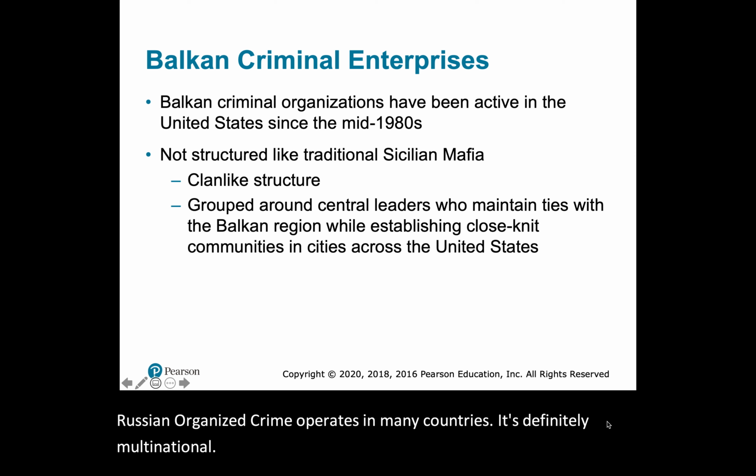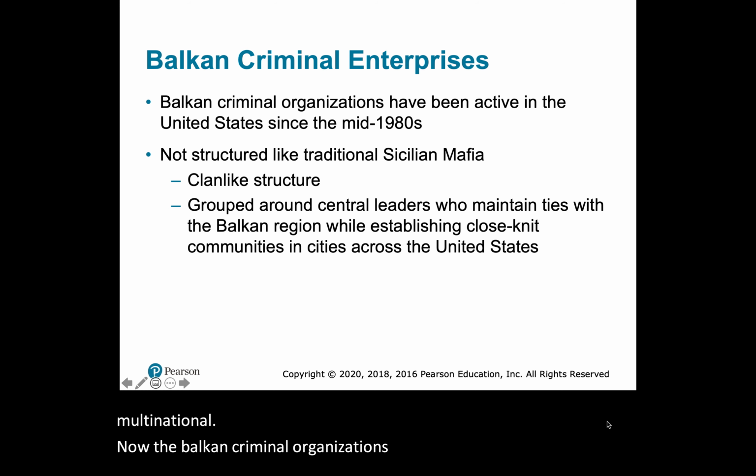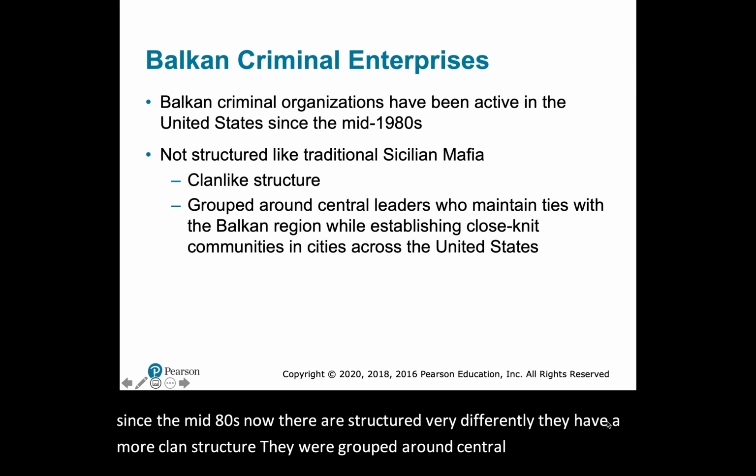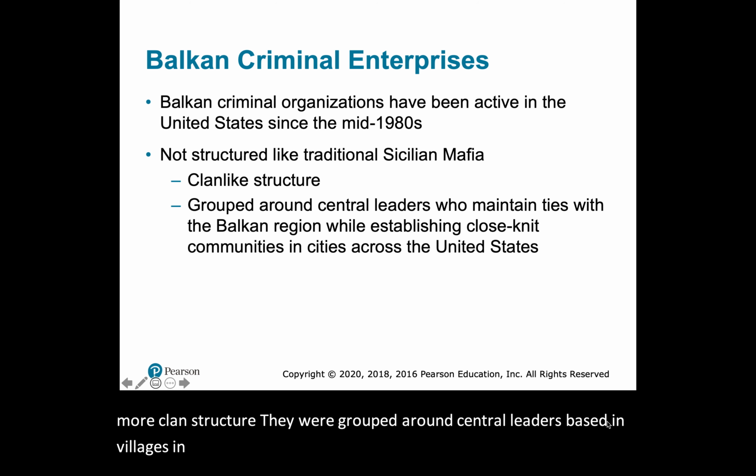Now, the Balkan criminal organizations have also been active in the States since the mid-'80s. Now, they're structured very differently. They have a more clan-like structure. They were grouped around central leaders based in villages in the Balkans. And they established close-knit communities in cities across the U.S.